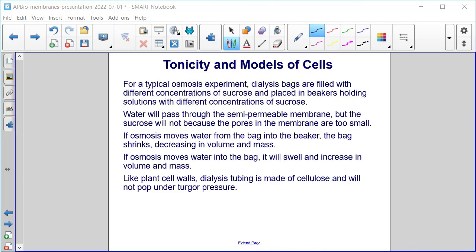For a typical osmosis experiment, dialysis bags are filled with different concentrations of sucrose and placed in beakers holding solutions with different concentrations of sucrose. Water will pass through the semi-permeable membrane, but the sucrose will not because the pores in the membrane are too small. If osmosis moves water from the bag into the beaker, the bag shrinks, decreasing in volume and mass. If osmosis moves water into the bag, it will swell and increase in volume and mass. Like plant cell walls, dialysis tubing is made of cellulose and will not pop under turgid pressure.